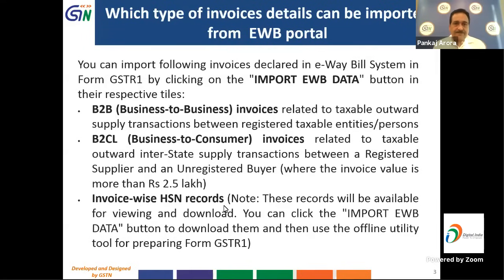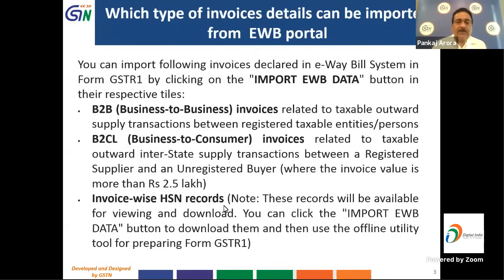And the other tab in which you can import the details is B2C large, which denotes business to consumer invoices relatable to outward taxable supplies, in which from one state to another state, between a registered supplier and an unregistered buyer, the invoice value is more than rupees 2.5 lakhs. And the third tab in which you can import such details is invoice-wise HSN records, which you can import from the e-waybill system, and the tab relating to HSN summary will be populated using such details.